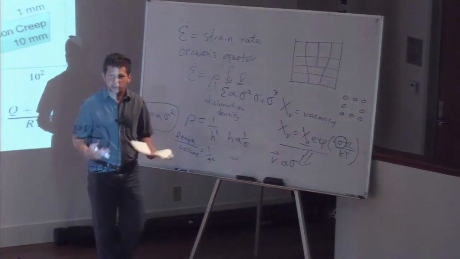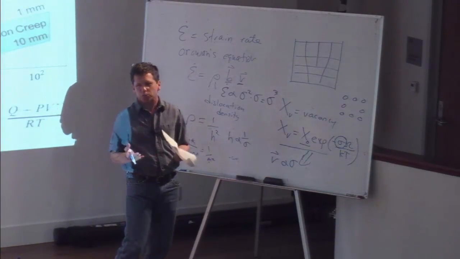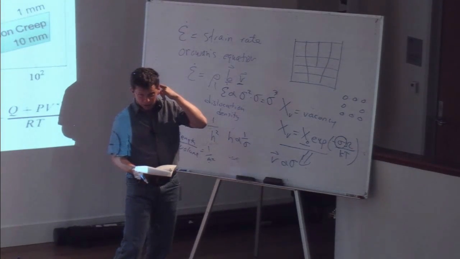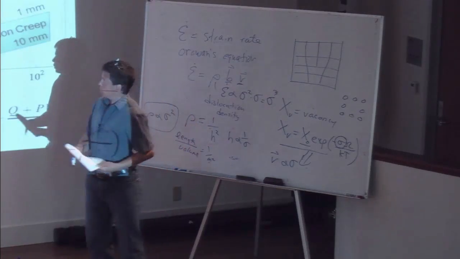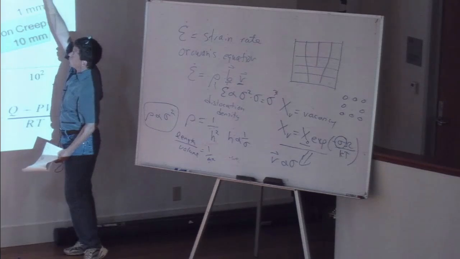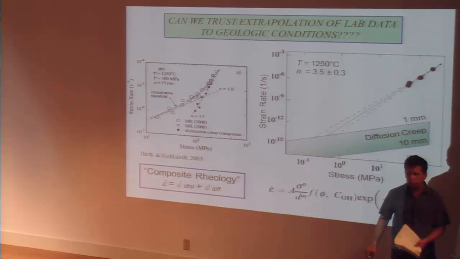And that's where this nonlinear power of 3 type of stress exponent comes from for high temperature creep. Okay? So when you go back over here, the slope of this line is 3.5 plus or minus 0.3.